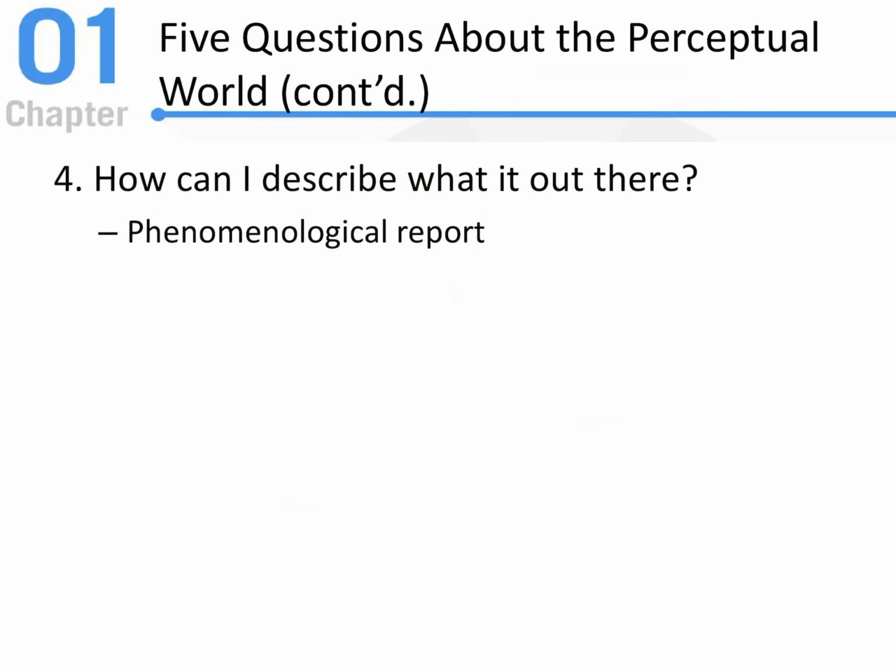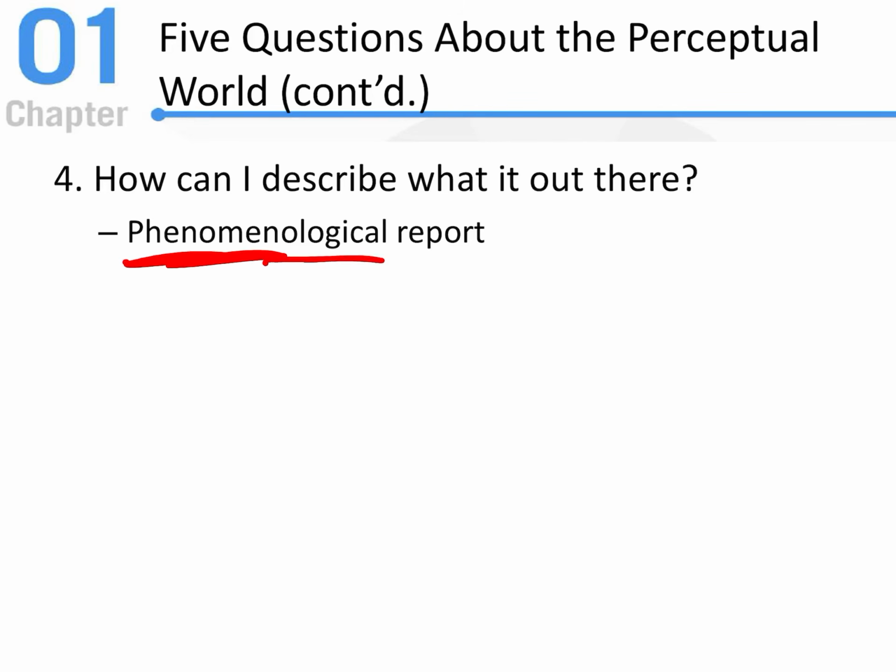The next question, question 4, is how can you describe what you see? What we refer to as your phenomenological report. What can you actually describe in terms of what you see, and how is that impacted by your environment and the things around you?